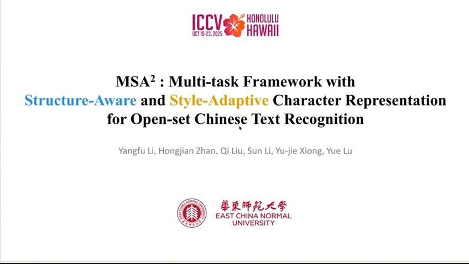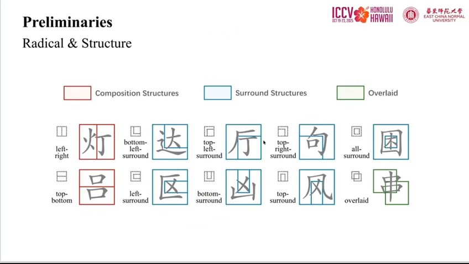Today I'll introduce MSA², a multitask framework for open-set Chinese text recognition. The central idea is simple. We bring together linguistic structure and visual glyph information, just as humans do, so the model can reliably recognize unseen characters. With that goal in mind, let me first ground the discussion with a brief linguistic background.